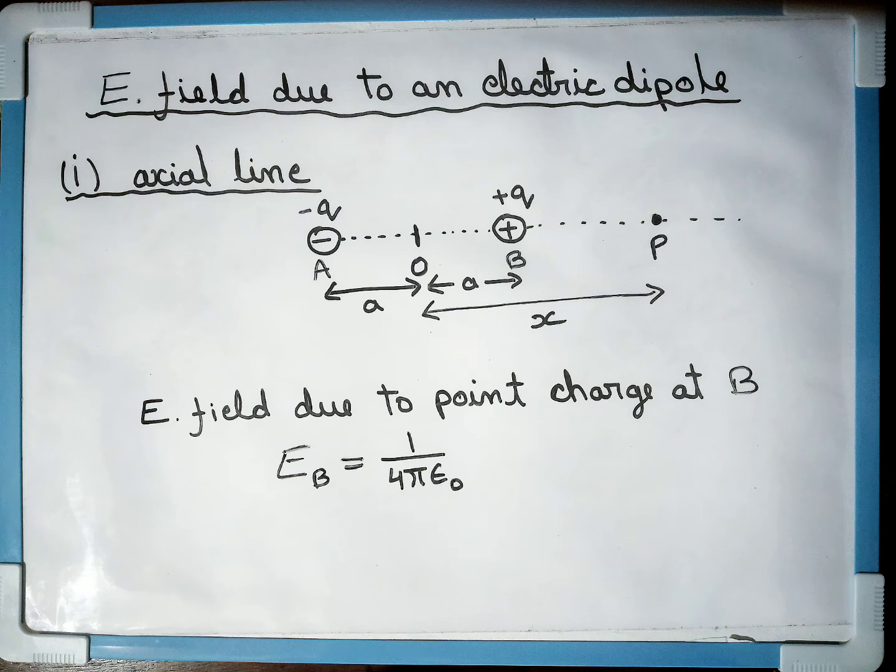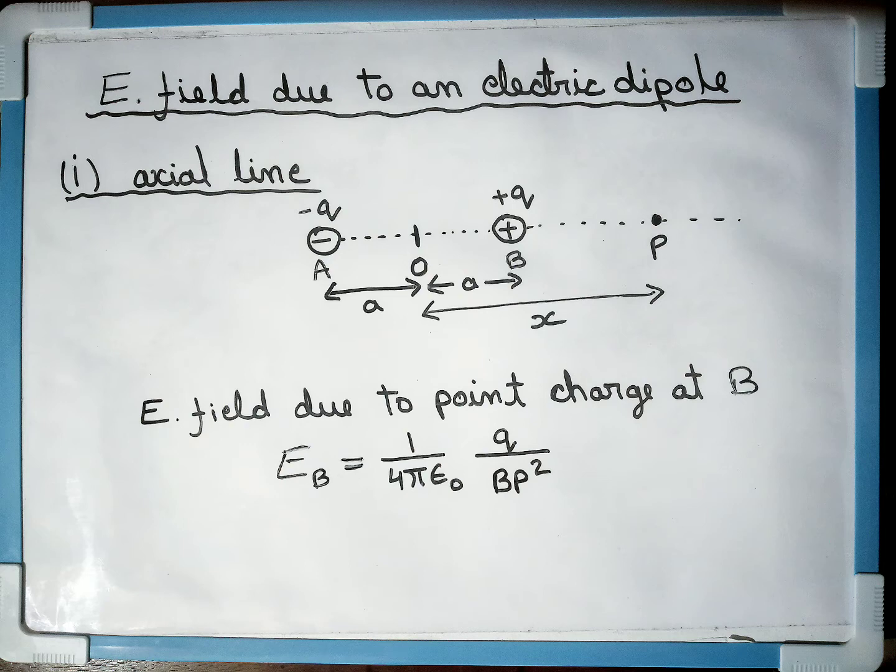The electric field at P due to the point charge placed at B is given by 1 by 4 pi epsilon naught, then q divided by the square of the distance of the point P from the point charge at B, and that distance is BP. So here we have EB equal to 1 by 4 pi epsilon naught q by BP square.